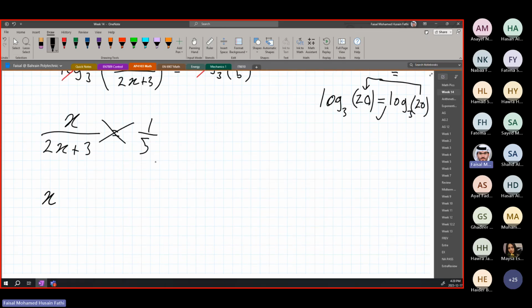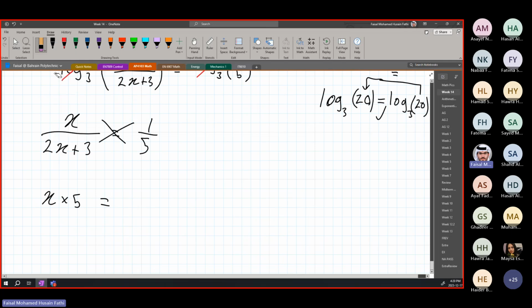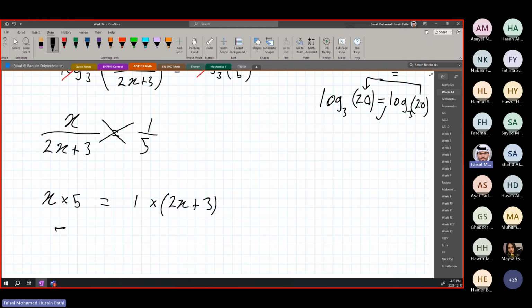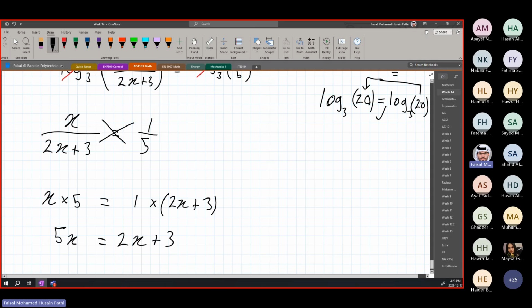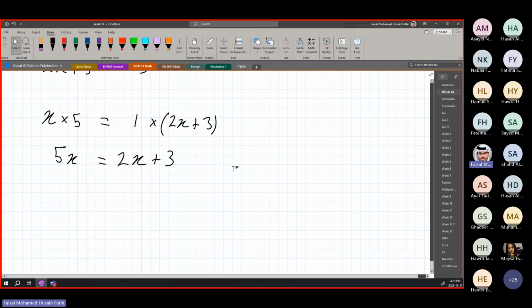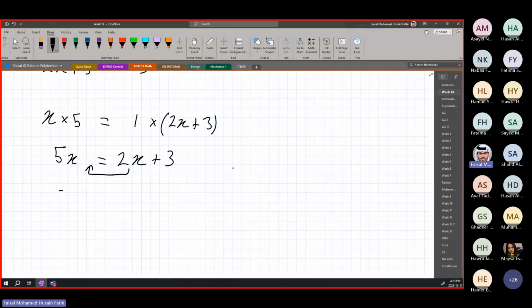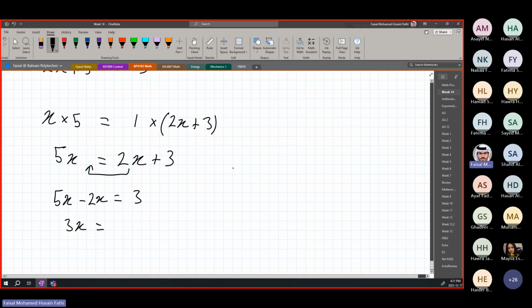So x times 5 is equal to 1 times 2x plus 3. Then 5x is equal to 2x plus 3, because 1 multiplied by anything is just the number itself. Take the x's to one side: 5x minus 2x is equal to 3. 3x is equal to 3.